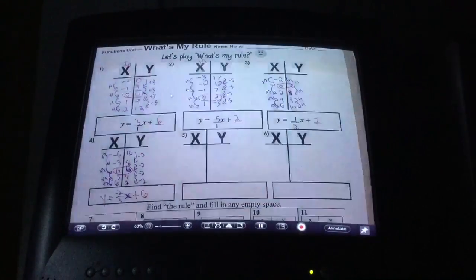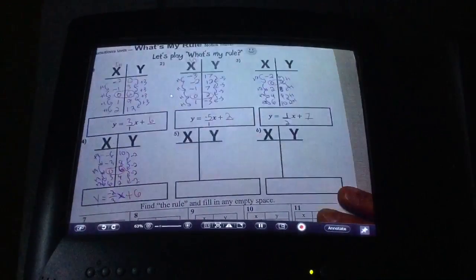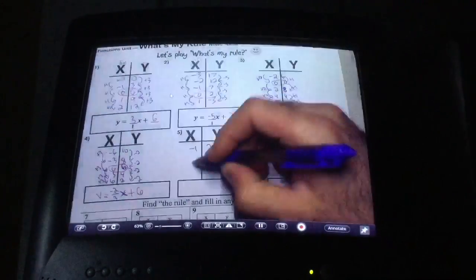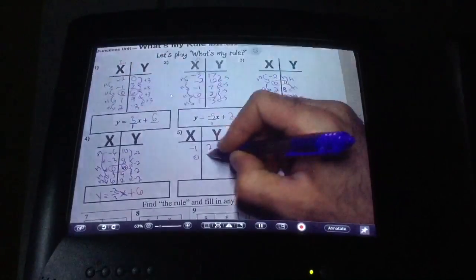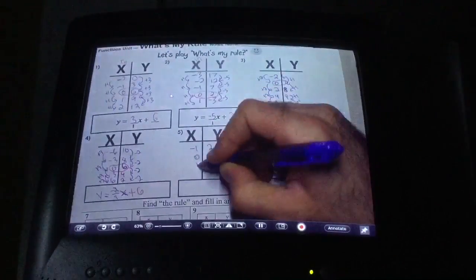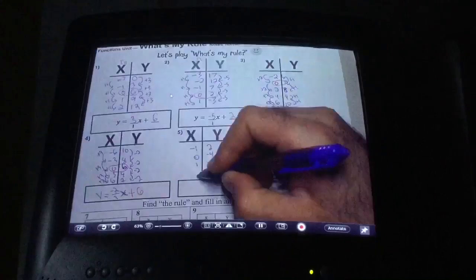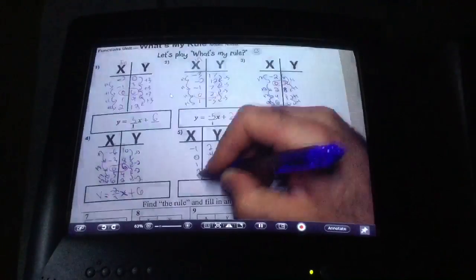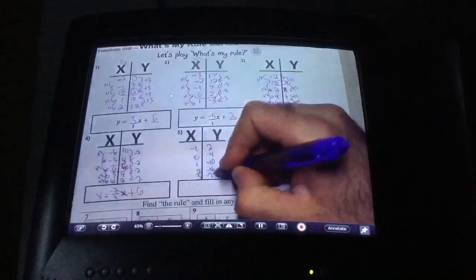So let me give you guys the numbers for them. So for number 5, we have -1, 2. We have 0, -4. We have 1, -10. We have 2, -16. And then we have 3, -22.